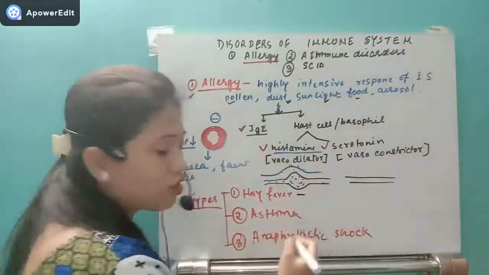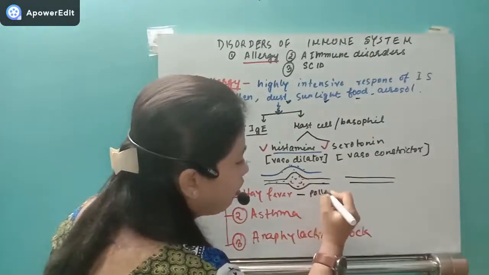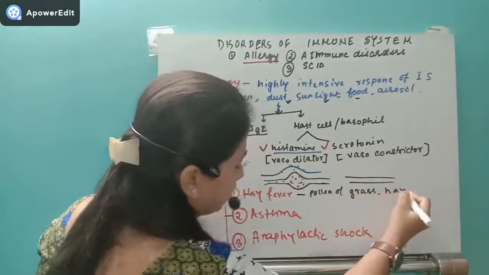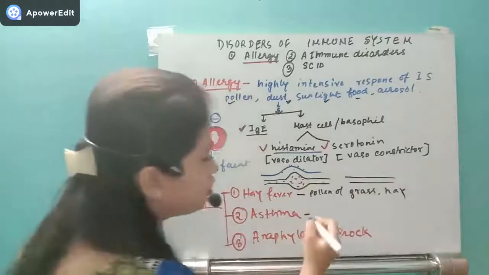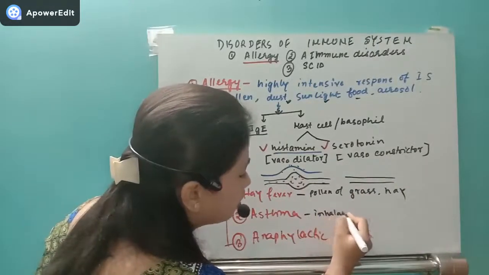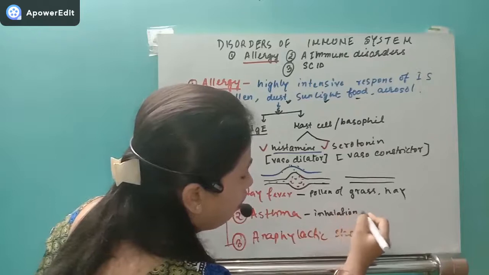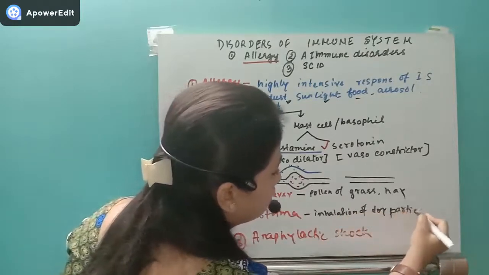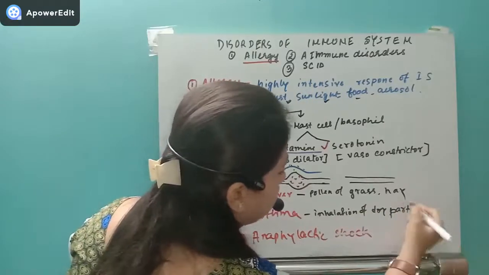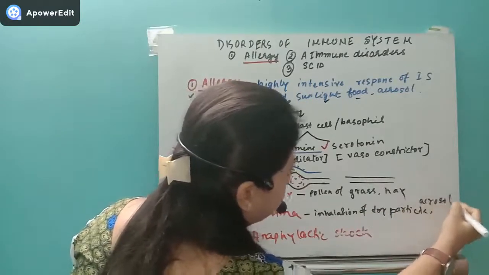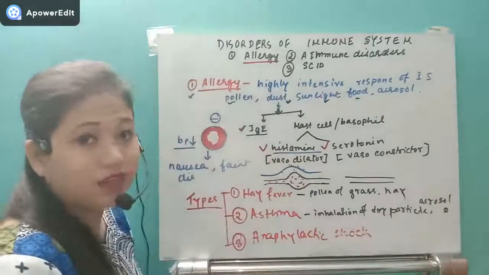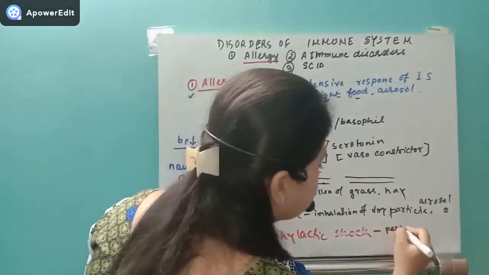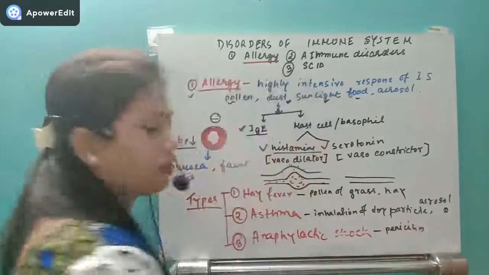See, these are the different types of allergic reaction. Hay fever, why does it occur? Due to the pollen of grass or hay, right? Why does asthma occur? Due to the inhalation of dry particles or aerosol. Okay, and why does anaphylactic shock or anaphylaxis happen? Due to the injection of penicillin, right?